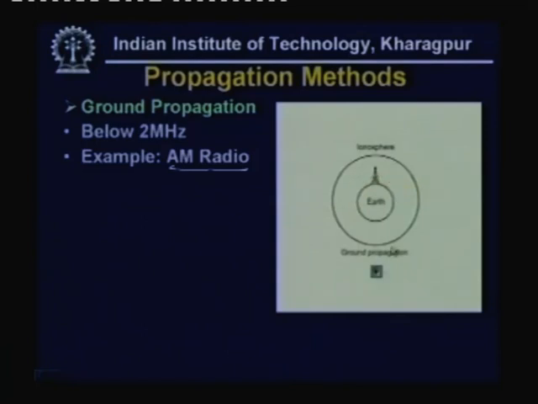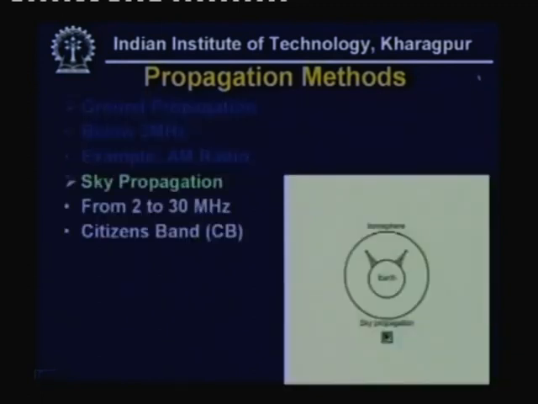Now this is the first mode of communication. The second mode of communication is known as sky propagation. This sky propagation is possible for the frequency range from 2 to 30 megahertz. Signals of 2 to 30 megahertz can propagate through air, and in this case the mode of propagation is known as sky propagation. Why is it called sky propagation? In this case, as we shall see, the electromagnetic signal which comes out from the transmitter will go to the ionosphere layer, then it will bounce back.